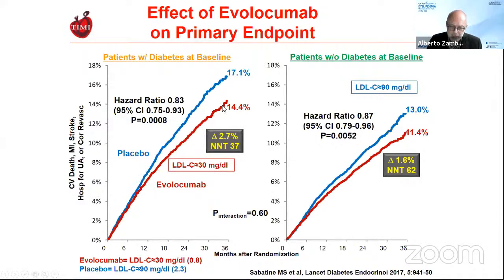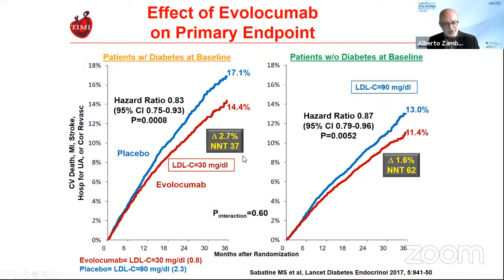So a significant decrease, greater absolute risk reduction due to the very high initial baseline cardiovascular risk of these patients, as compared to the non-diabetic population, where the absolute risk reduction was 1.6, and the number of patients needed to be treated was much higher, 62 versus 37.